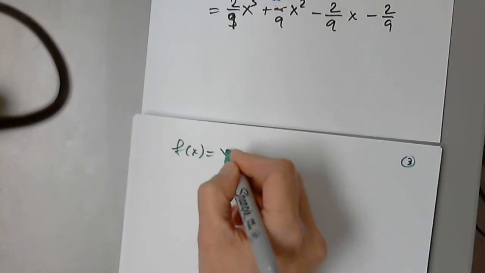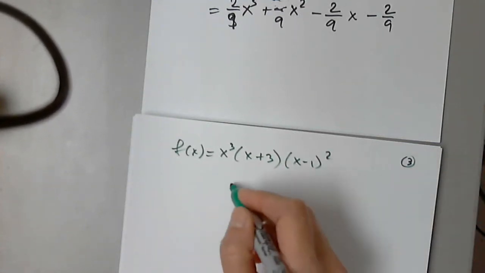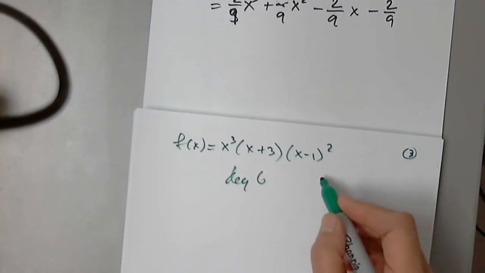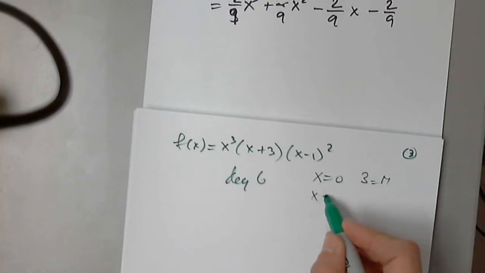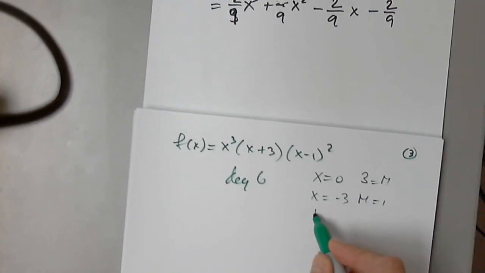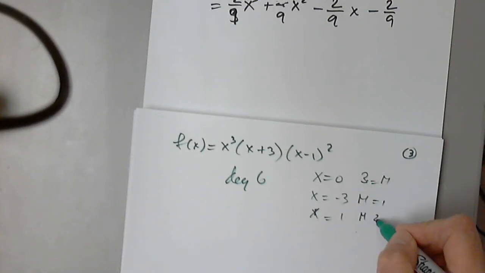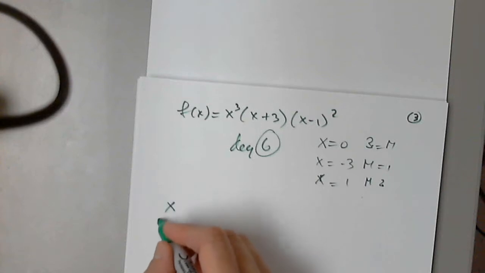So I copy it here so I don't have to go back to that. So I know it's degree 6. I know it's going to have 6 solutions. X equals 0 three times, multiplicity 3. X equals negative 3, multiplicity 1, and x equals 1, multiplicity 2. So 3 plus 1 plus 2 must be 6, and it is.